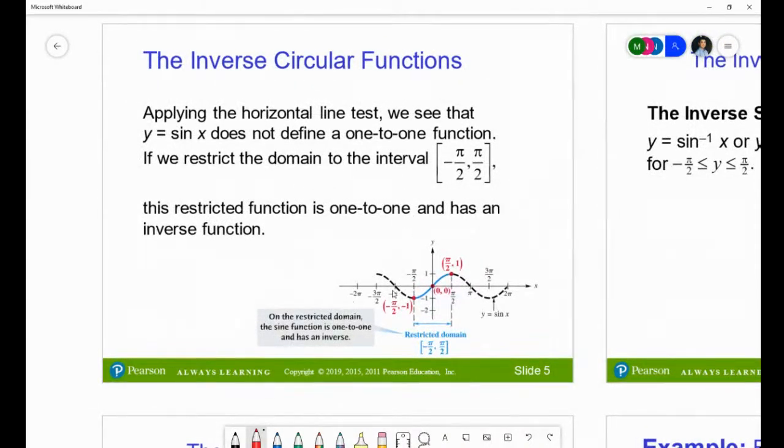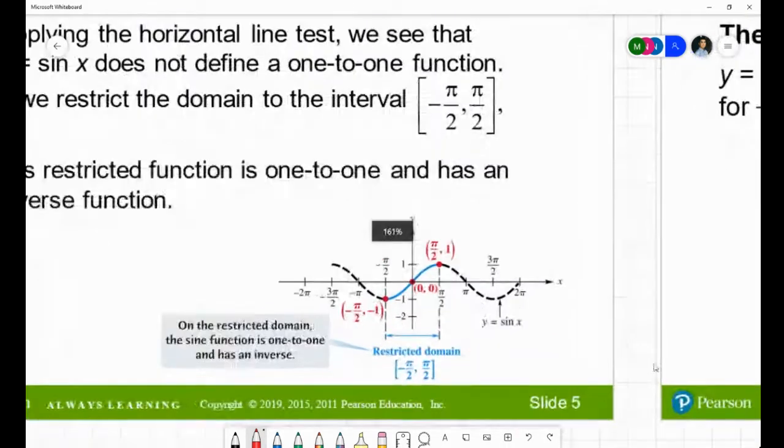So here, we can see that it definitely will not pass the horizontal line test unless we restrict it to some interval, not open interval, just some interval. So here we choose from negative pi over 2 to pi over 2. And you can see here that this interval, the graph will look something like this. Now it is one-to-one, right? So if we restrict the domain from negative pi over 2 to pi over 2, it will become one-to-one.